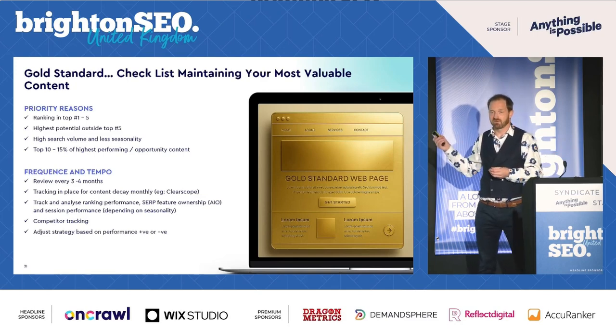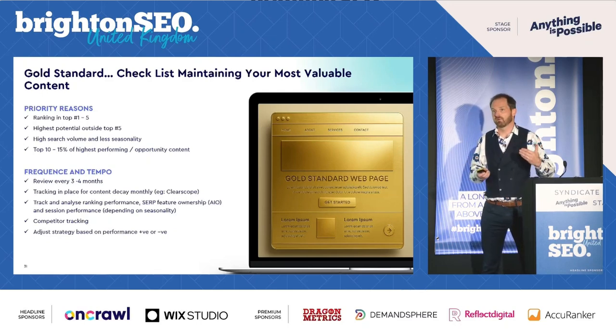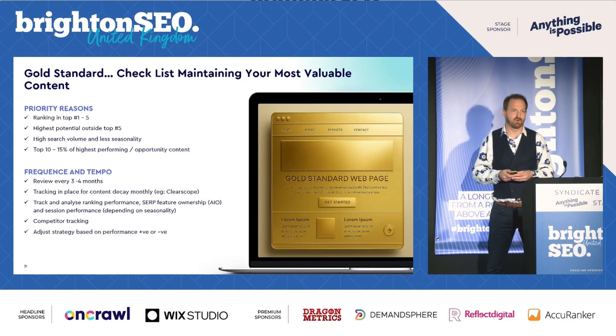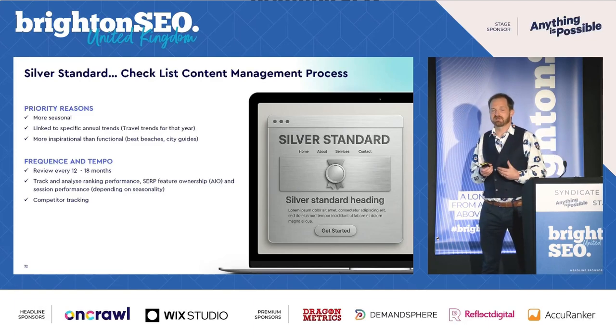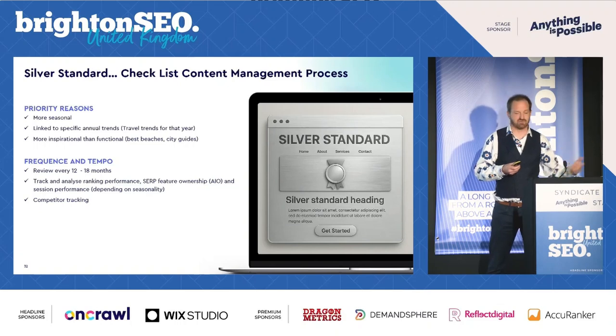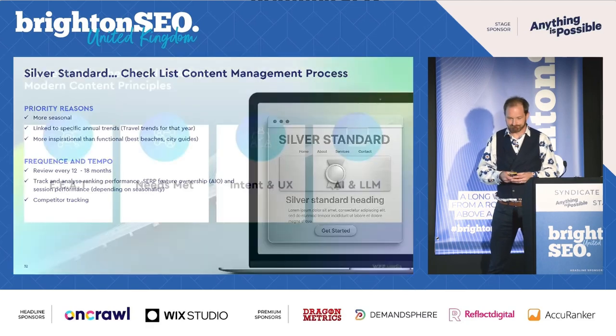You should be looking to review this in your content plan at least every 3 months. You should be tracking and monitoring the performance of this almost weekly, if not more. With your silver and bronze, this is maybe where you do this less frequently, perhaps every 12 or 18 months, looking at things like annual finance or travel trends. Maybe not with the scrutiny or frequency of the gold content, but you still need to look at this as part of the maintain phase.